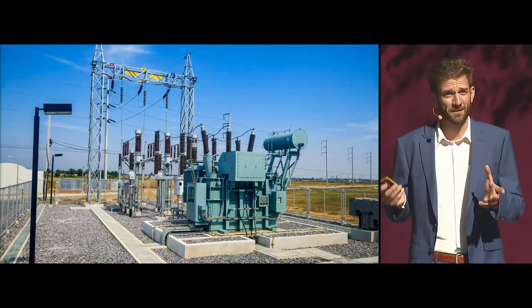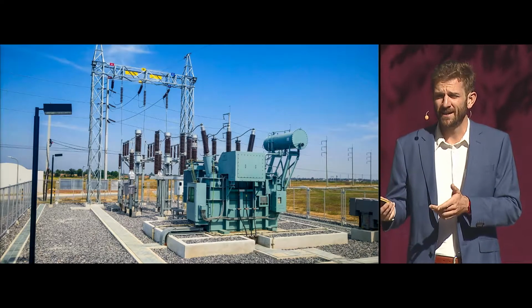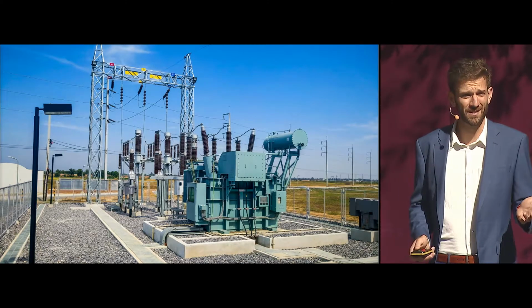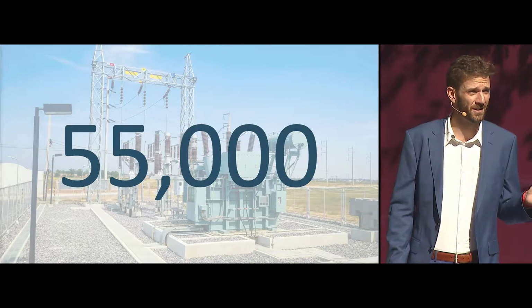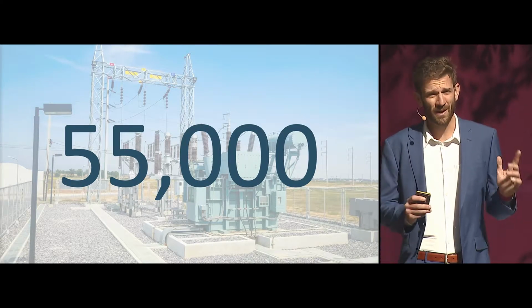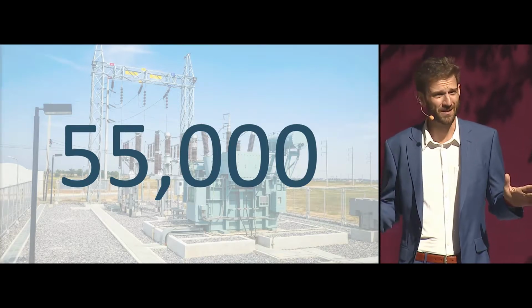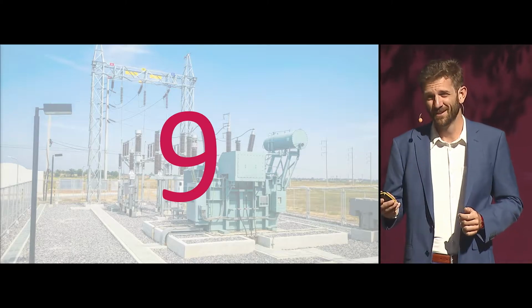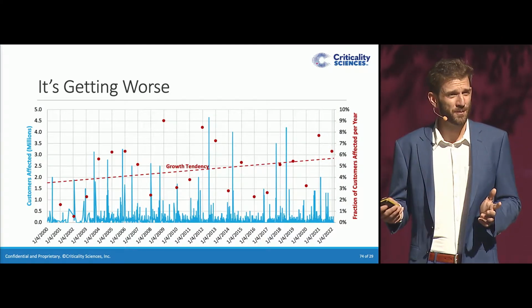Fun fact, speaking of sabotage, this is an electric power grid substation. You probably have one in your community. You've probably seen one. There are 55,000 of them across the country. How many do you think you would have to blow up to black out the entire US? 9. Super scary. So this is a big problem, and it's getting worse.